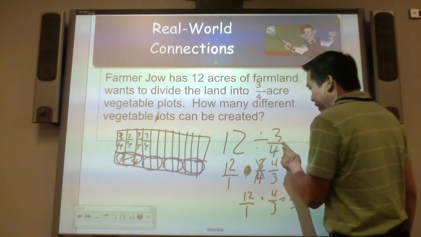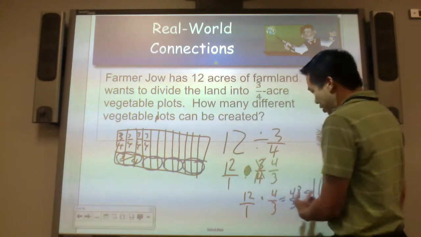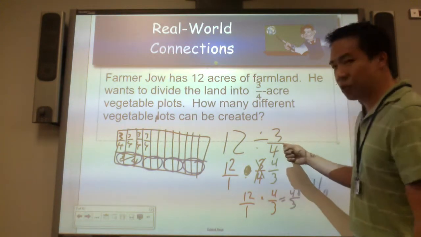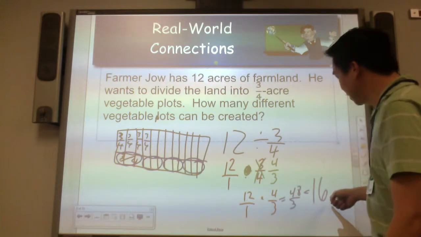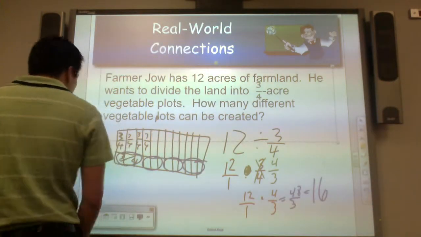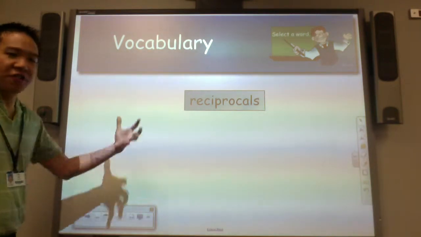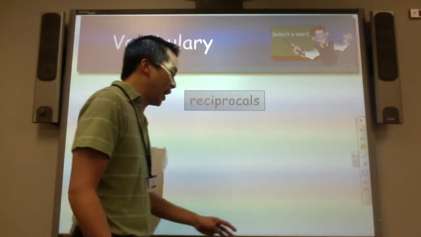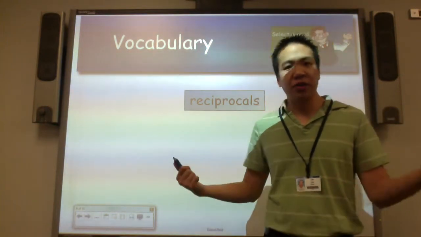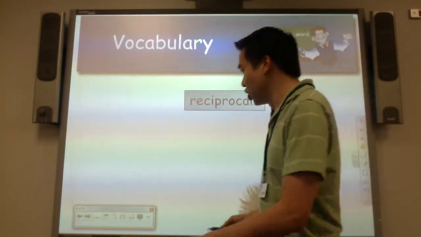So how many 3/4 go into 12? 16 of them. 16 groups of it. So it's asking how many groups of 3/4 go into 12? 16 groups of 3/4. So reciprocal is a very big point on how to divide fractions. If you don't know how to find the reciprocal of something, you'll never be able to divide fractions. So let's practice with a couple.